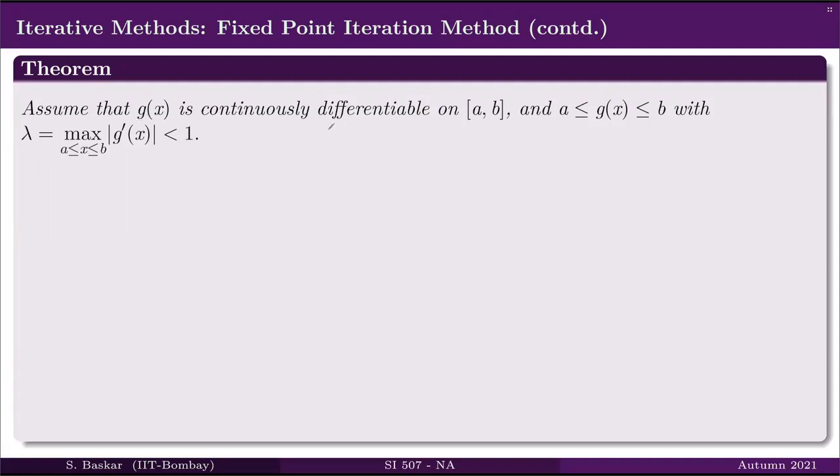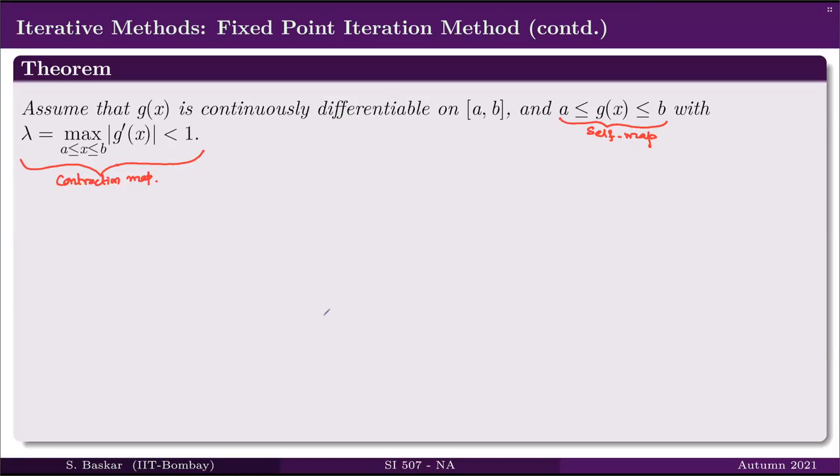Assume that G is continuously differentiable on an interval [A, B] and G is a self map. Further, assume that G is also a contraction map. Recall that if modulus of G dash of X is less than 1 for all X in the interval [A, B], then we say that the function G is a contraction map in the interval [A, B], right? So this condition therefore says that G is a contraction map. These are the hypotheses of the convergence theorem.